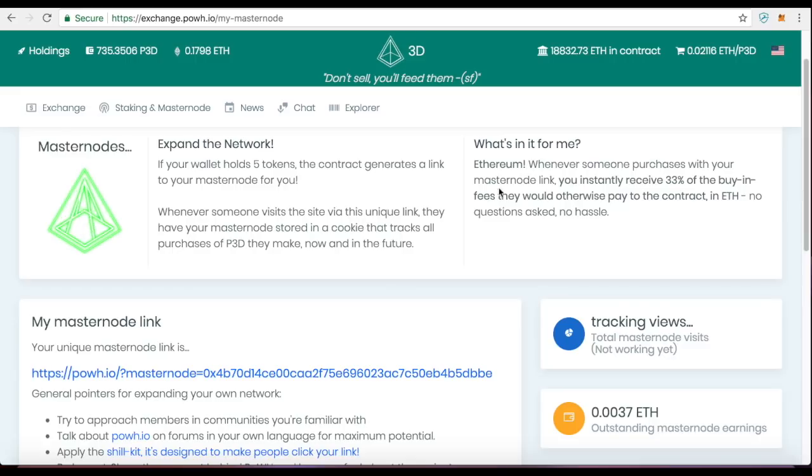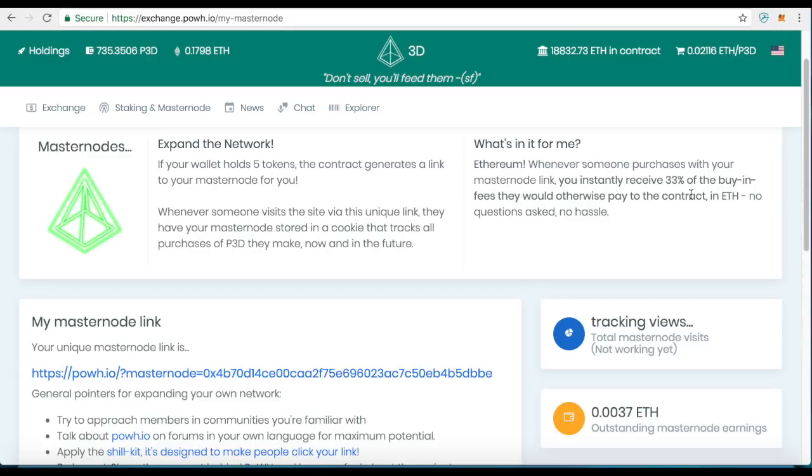What's in it for me? Ethereum. Whenever someone purchases with your masternode link, you instantly receive 33% of the buy-in fees they would otherwise pay to the contract, in Ethereum, no questions asked, no hassle. So in other words, folks, I will be getting 33% of that transaction fee. That's not bad. No more, no less.